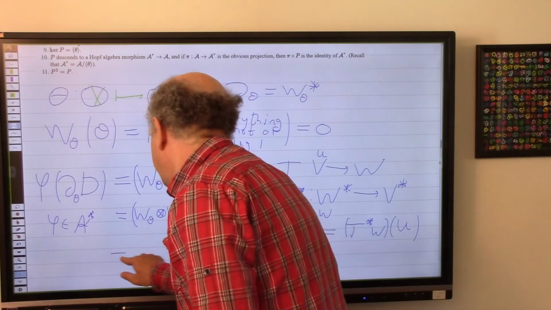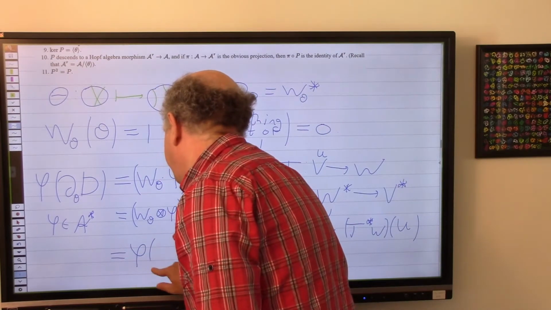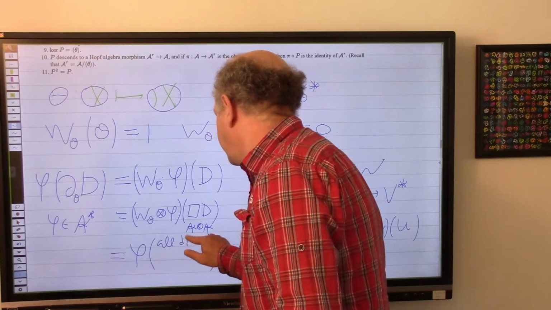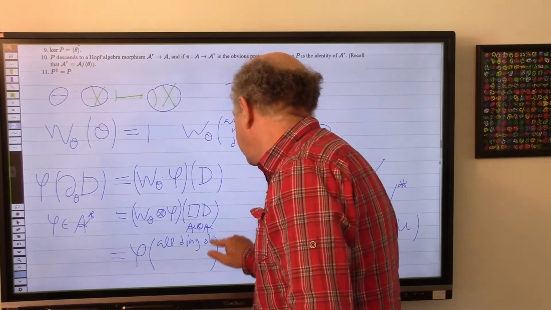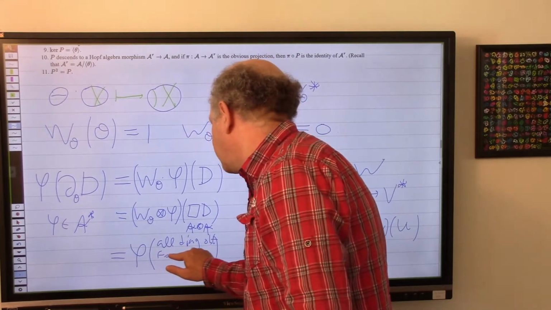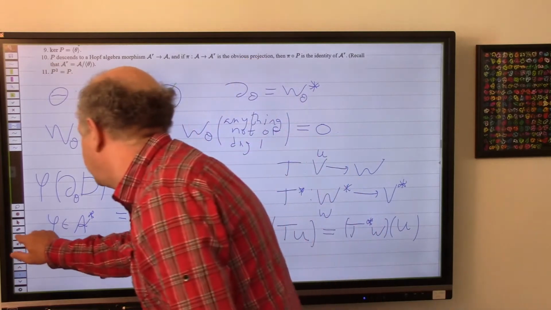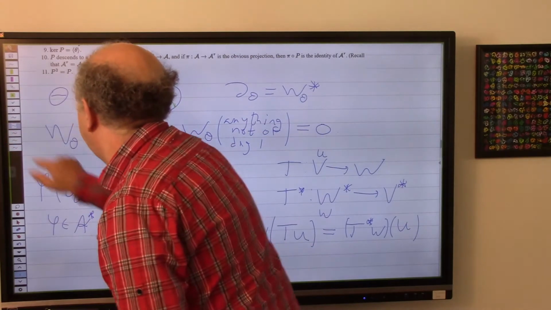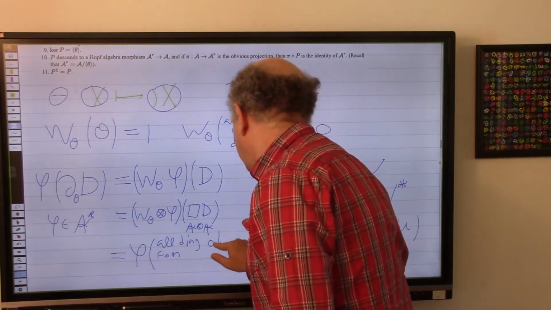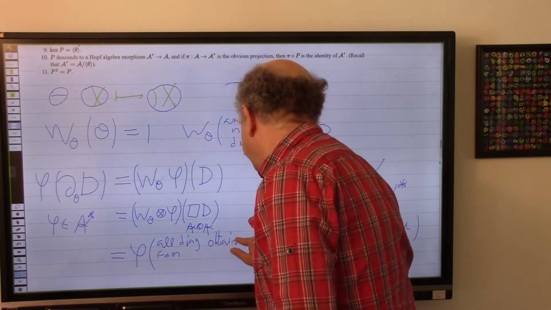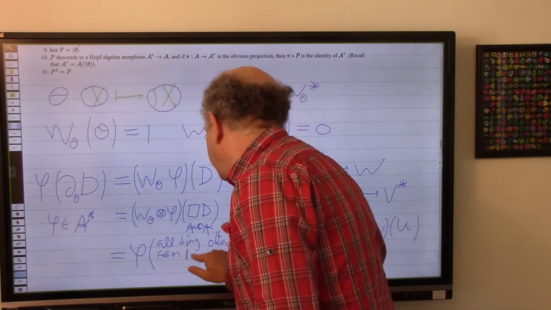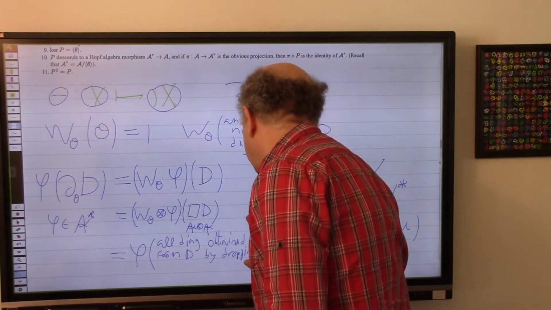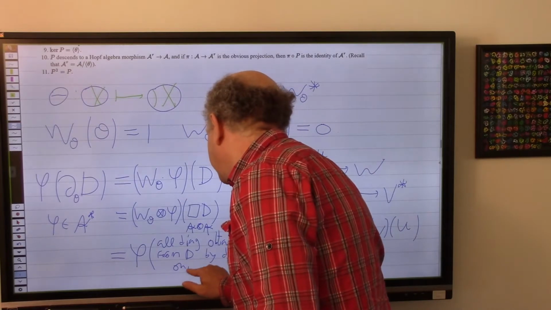So this is really equal to phi evaluated on all diagrams obtained from D by dropping one chord.